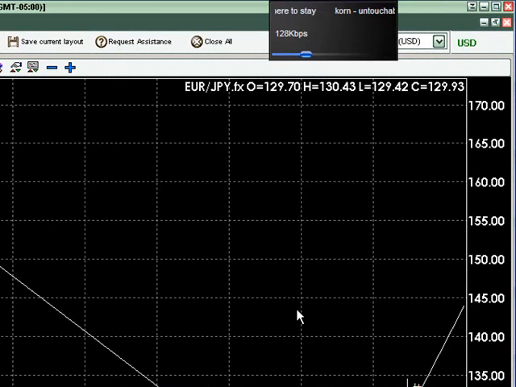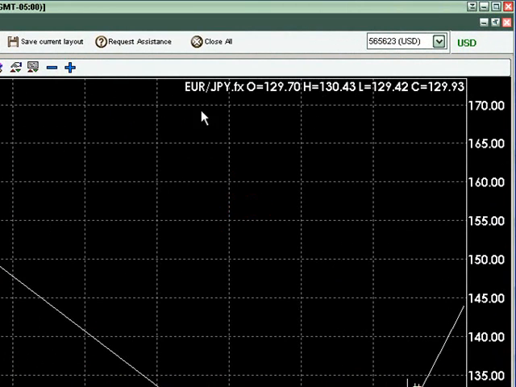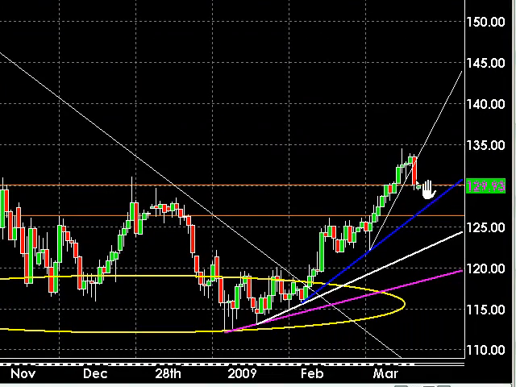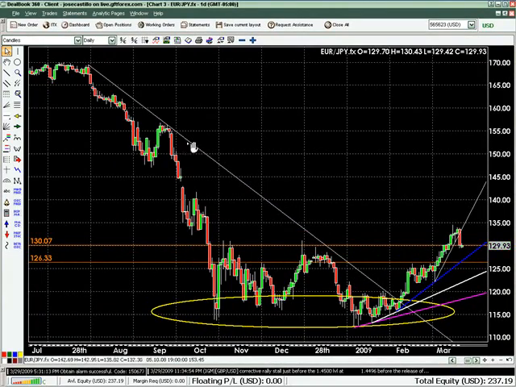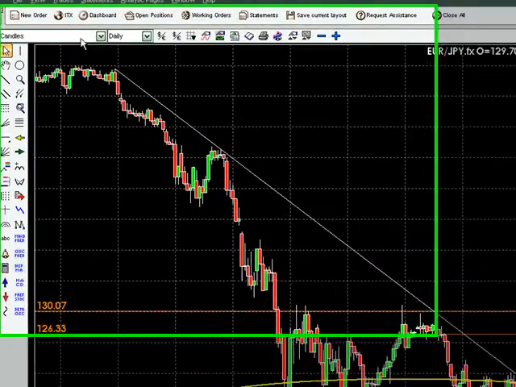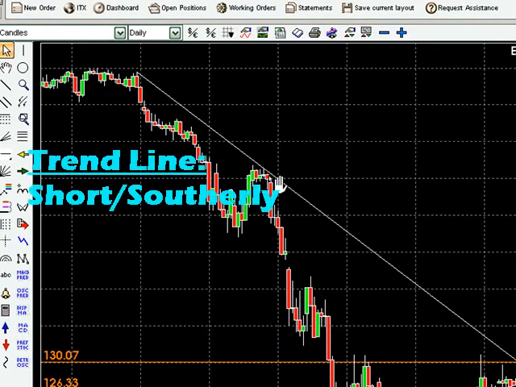Today what we're going to go over is candles. I'm looking at the Euro JPY, and again, it's Sunday. The market hasn't opened, so these are not live candles at all. As you can see, the market is frozen. This is a candle going south. It was drawn from this point to this point.